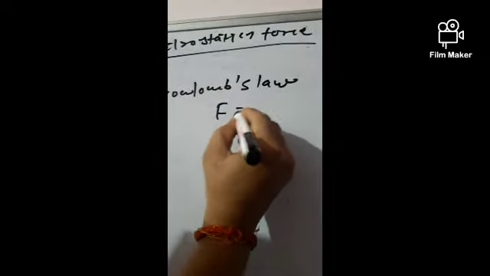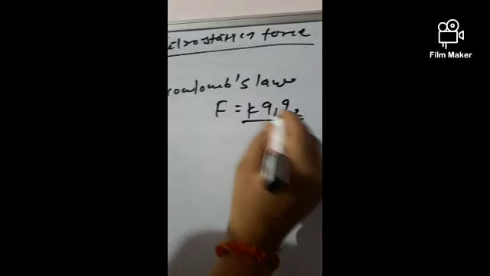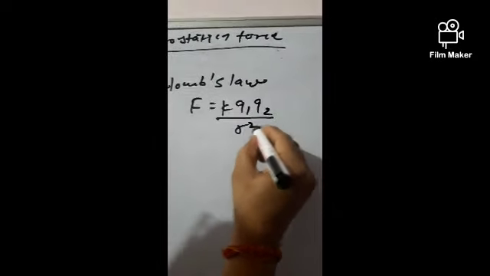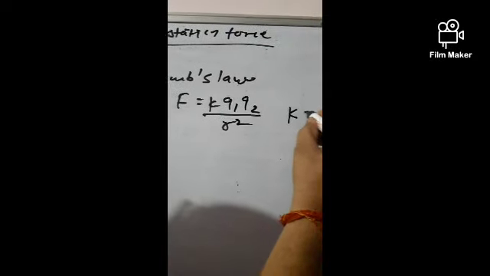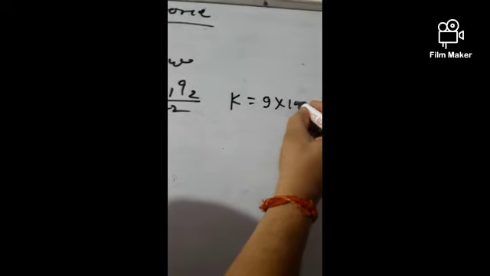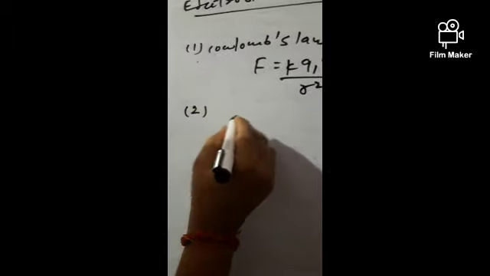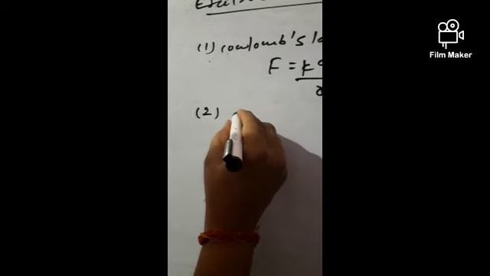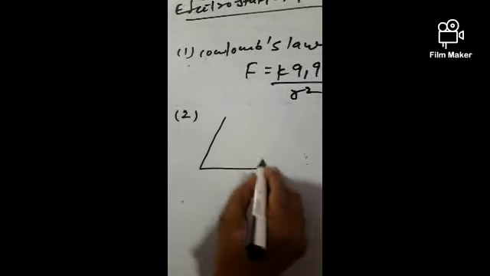F equal to constant Q1 Q2 upon R square, where Q1 and Q2 are magnitude of charges and R is distance between them, and K is constant and value of K is 9 into 10 to power 9 in SI system. Second, to determine their resultant, we will use parallelogram law.